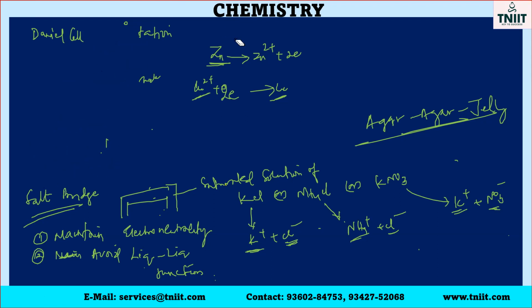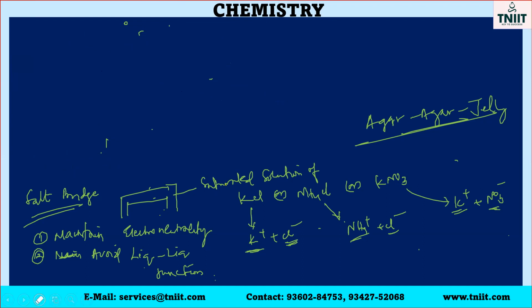Now, if we use any other components excepting KCl, ammonium chloride, potassium nitrate, for example, if we use HCl, H plus will move much faster than Cl minus. Since the ionic mobilities of the positive and negative ions differ, the potential will start fluctuating. We will not have a constant potential. Therefore, we cannot use any other salt excepting these three. We need to use only KCl, ammonium chloride, and potassium nitrate in the salt bridge.